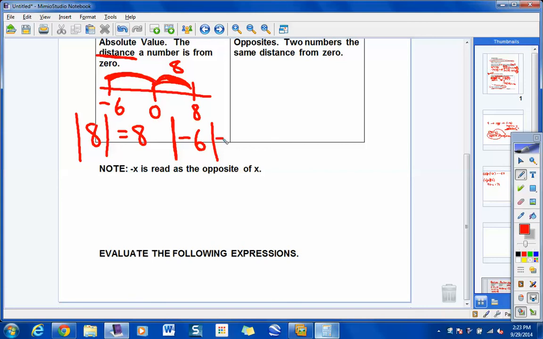What's the absolute value of 44? What's the absolute value of negative 55? 55. You guys buy that? Yeah. Okay. Other part here quickly.